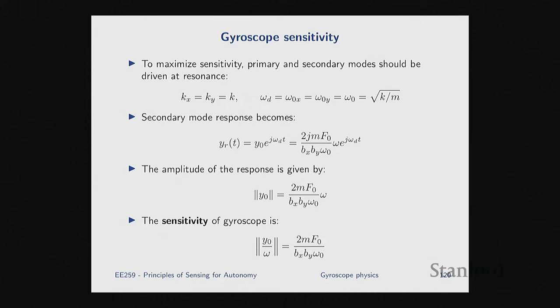So typically, gyroscopes are designed to be underdamped, so small b's. Unlike accelerometers, where underdamping can cause issues like slow responses due to oscillations in the transient response. For gyroscopes, we are driving them at resonance, so the thing is always vibrating. And because the amplitude of the response is given by this expression, having a small b, meaning underdamping, helps in the case of a gyroscope.